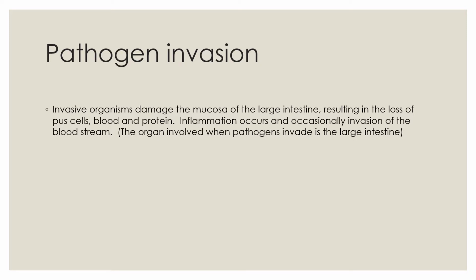Other organisms are said to be invasive pathogens. Okay, here we have organisms that damage the mucosa of the large intestine, resulting in the loss of white cells, blood, and protein. Here we do have white cells and red blood cells that are seen in the stool. Inflammation occurs and occasionally invasion of the bloodstream. The organ involved when pathogens invade is the large intestine. Here we have organisms like Yersinia enterocolitica, Campylobacter species, Shigella, Salmonella species, and Entamoeba histolytica. These are all organisms that invade the intestinal mucosa.